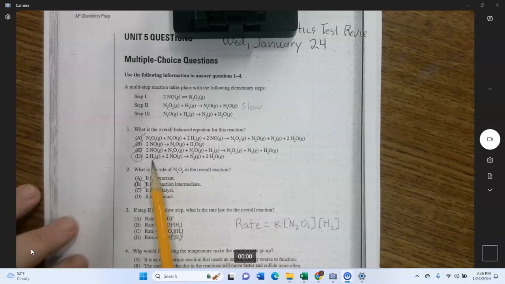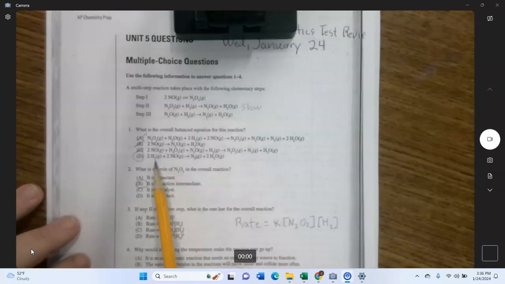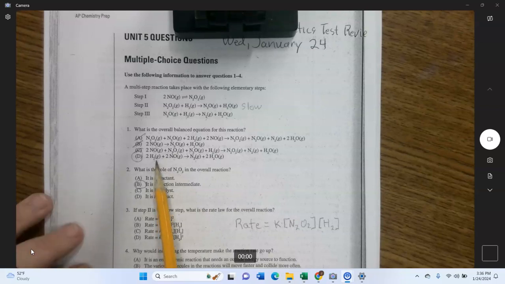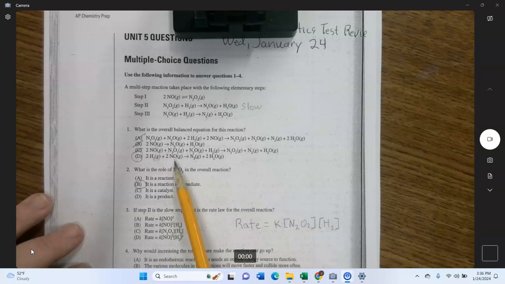The overall reaction can only have reactants. The only reactants that are going to be in the overall rate law are the ones that are actually in the overall reaction. So H2 is there, and it's there. But N2O2 is not there, so you cannot use this in the overall reaction.